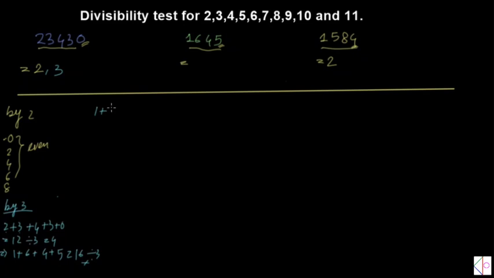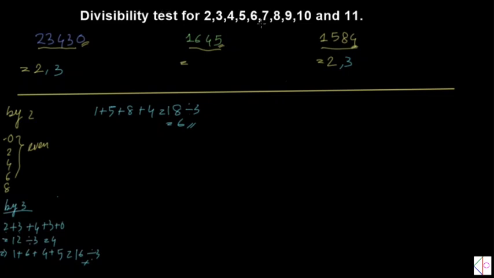In our third number, 1 plus 5 plus 8 plus 4. 1 plus 5 is 6, 6 plus 8 is 14, 14 plus 4 is 18. So 18 is exactly divisible by 3. Here we can say 3 is an exact divisor of 1584.